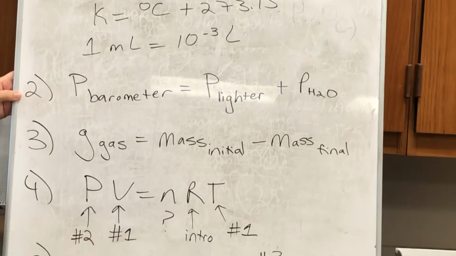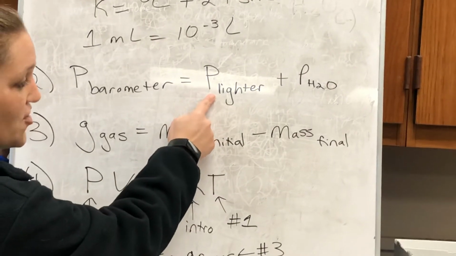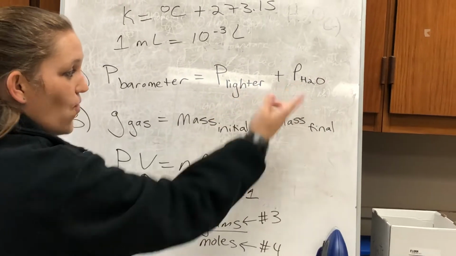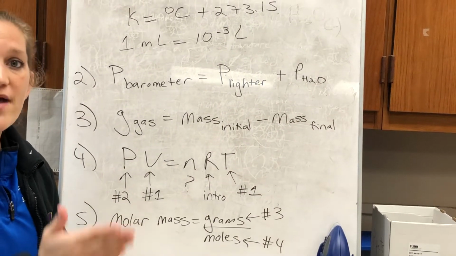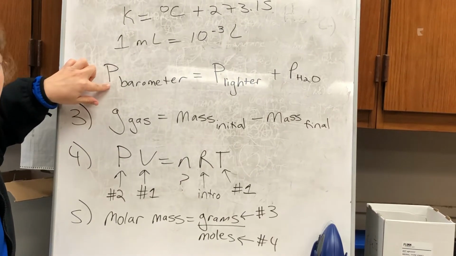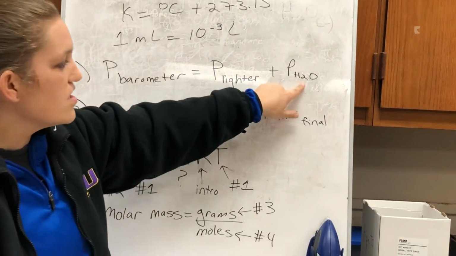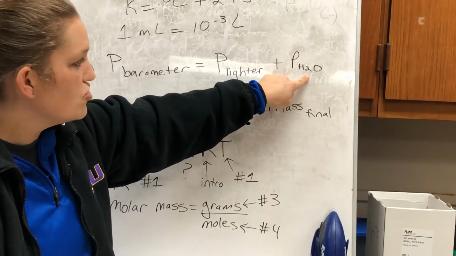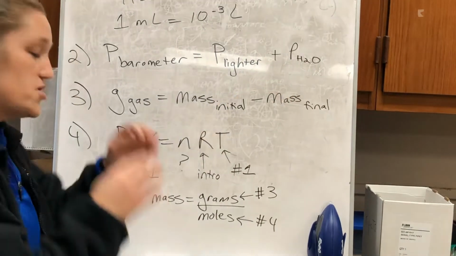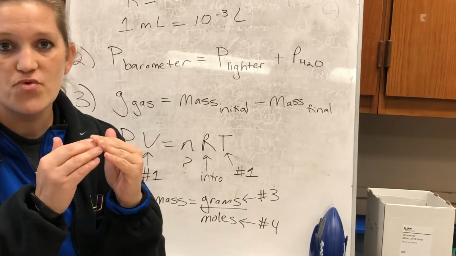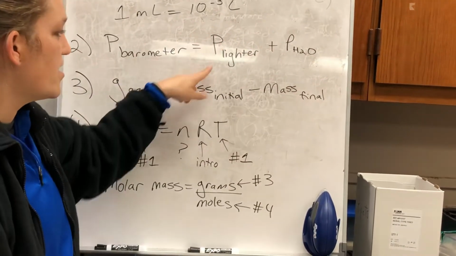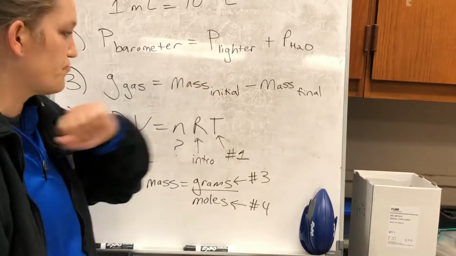Step two is if we want just the pressure of the lighter gas, then we have to account for the fact that we collected the gas over water. You've talked about this in lecture, and we did it last week. You got the barometer pressure off of the barometer, and for the pressure of the water vapor, you took the temperature of the water bath, and in your lab there's a chart that tells you what the pressure is based on the temperature of the water bath. Then you can plug that in and solve for the pressure of the lighter gas.